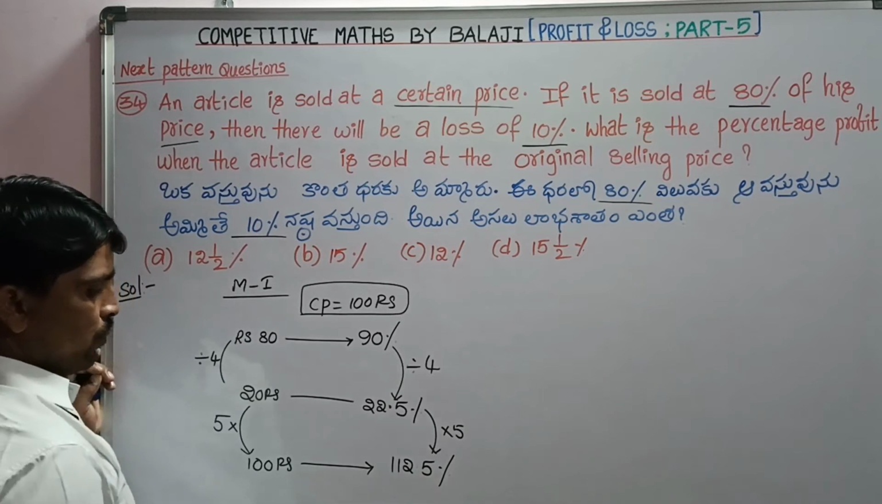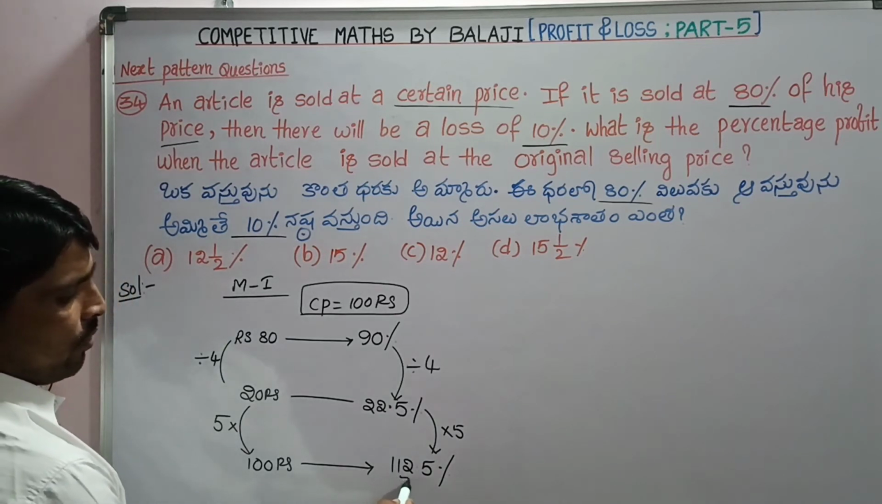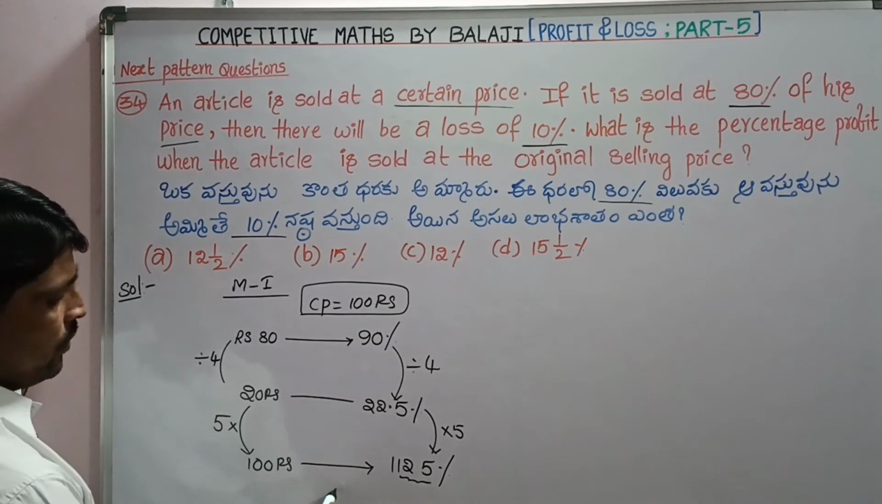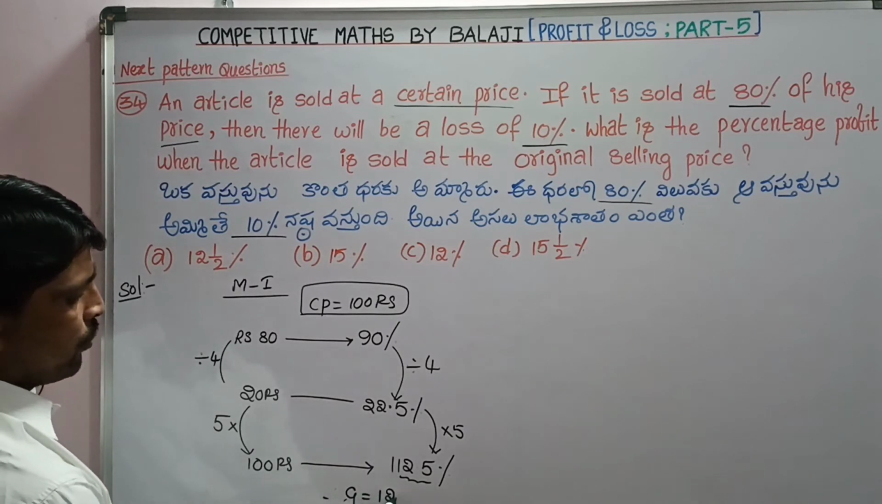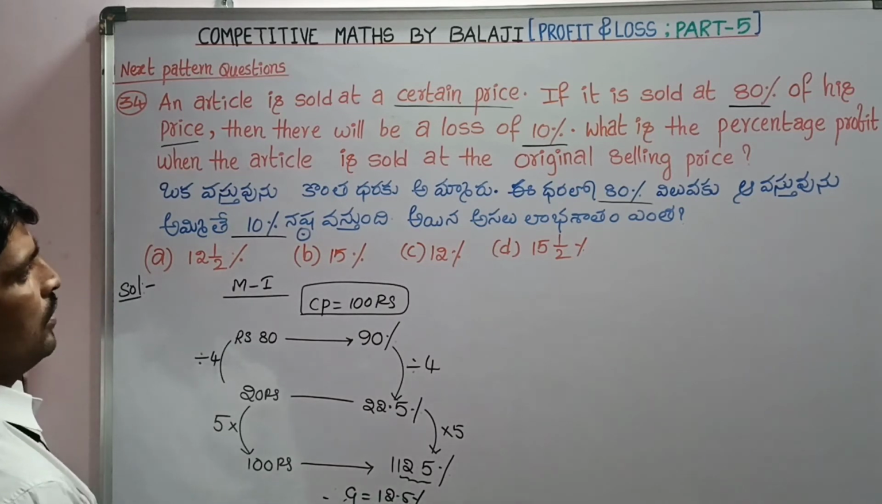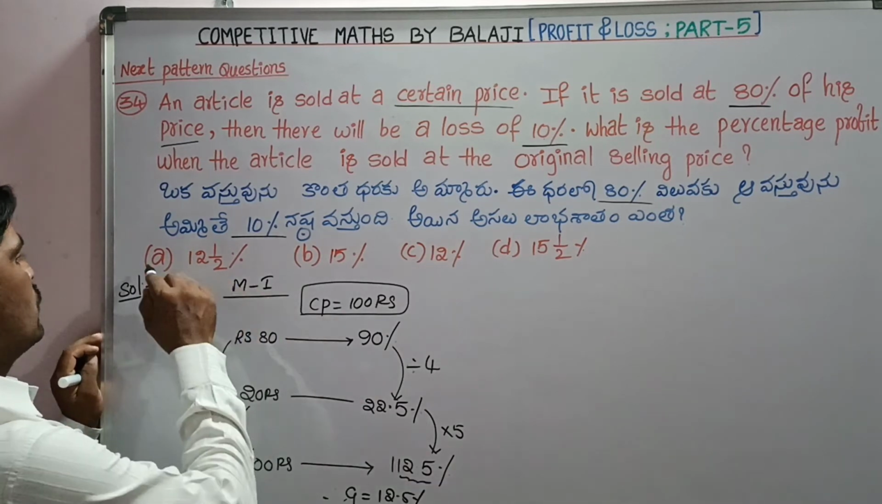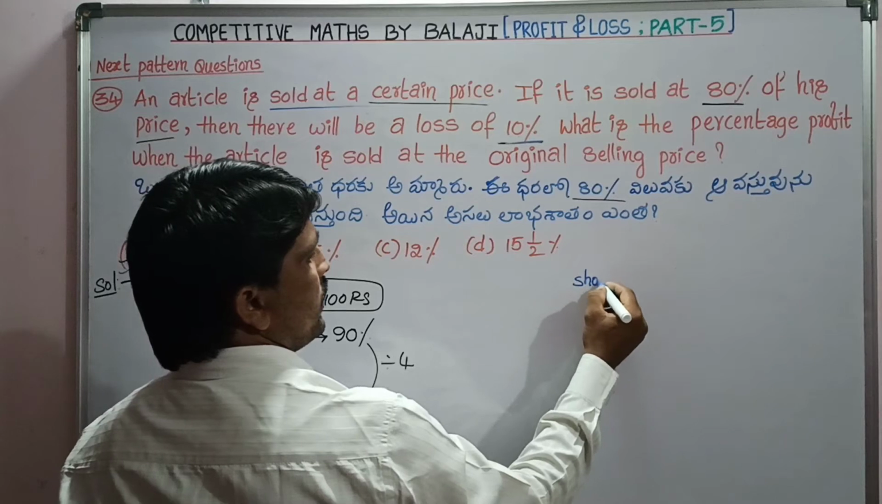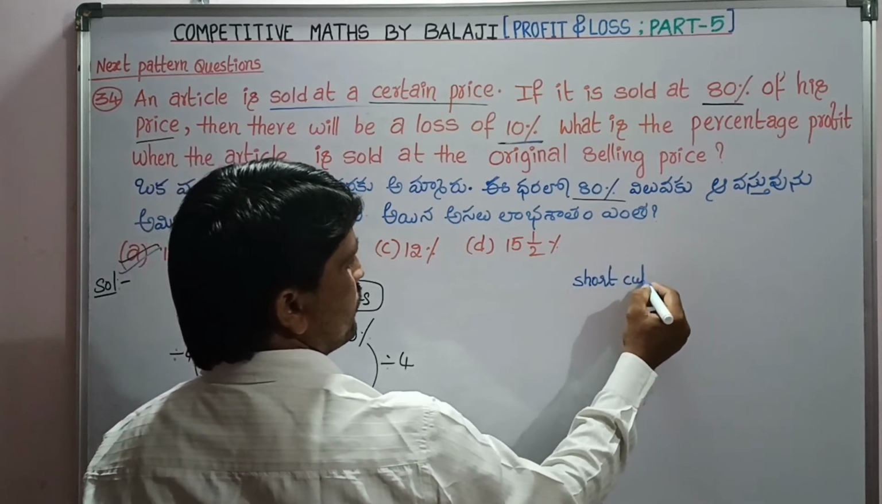112.5%. So there is a gain of 12.5 on 100. So the gain is equal to 12.5%. So actual gain is 12.5%, that is. Next, let us see shortcut.